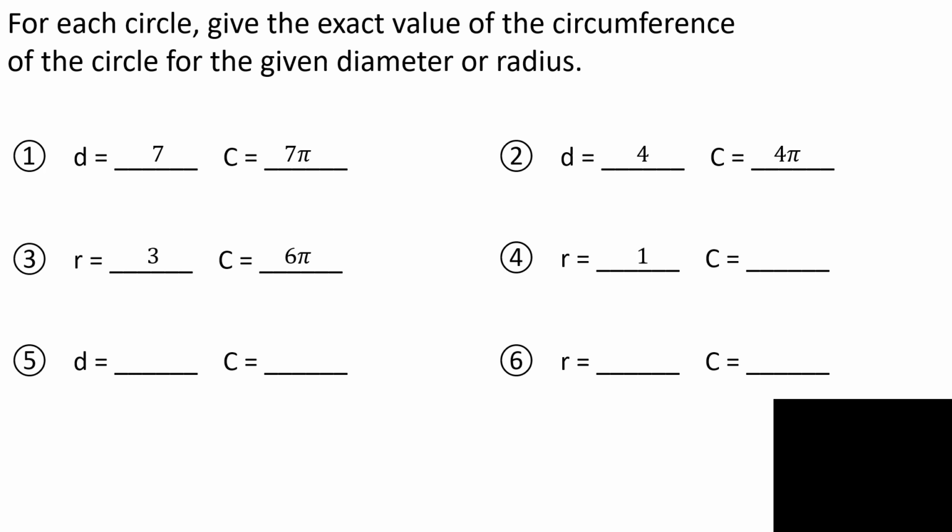Number 4, if the radius is 1, well, 2 times 1 is 2. Then I got to multiply by pi. The answer is 2 pi. Number 5, if the diameter is 9, circumference 9 times pi will be 9 pi. Number 6, what if the radius is 4? Well, I got to do 4 times 2 is 8. Right? So the diameter is actually 8, so the circumference is 8 pi. So if we want the exact value, it's actually very quick.